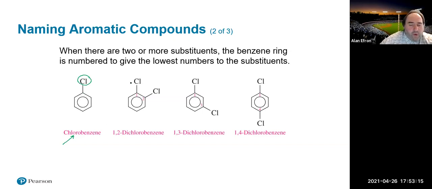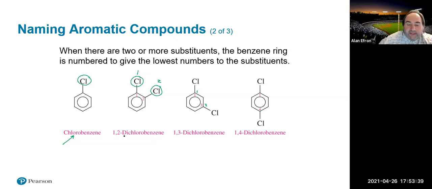This is 1,2-dichlorobenzene. Again, the location of this guy and this guy given because there's more than 1 group. There's also 1,3-dichlorobenzene, again, 1 and 3 as you start numbering clockwise, and 1,4-dichlorobenzene as well.